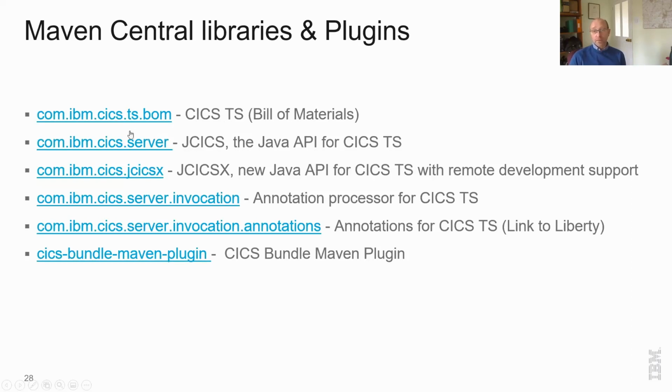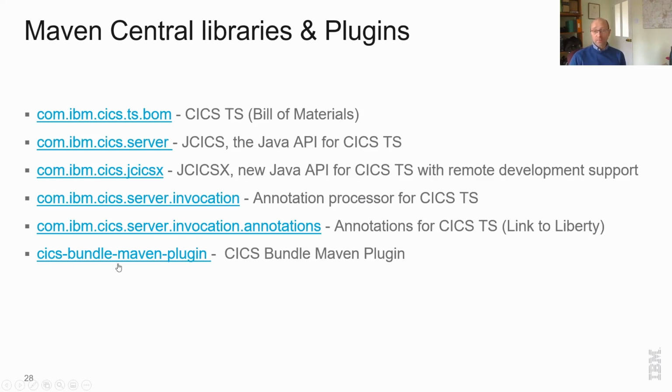You have the CICS API. Then we have our new API, CICS-X, which is a new remotable API we'll talk about at the end. Then we have the annotation processor and then the annotation support for link to Liberty. And that's the CICS program annotation. And if we produce any more annotations, they will go into this package. The actual annotation processor itself is the code that processes the annotations.